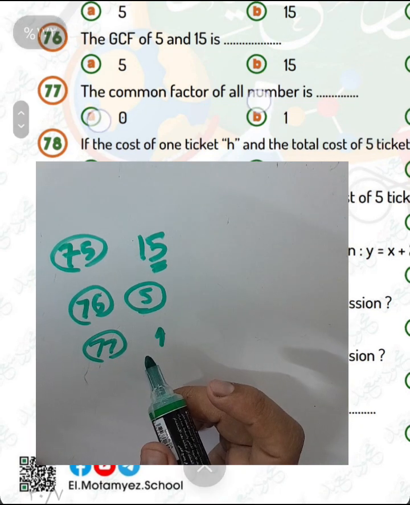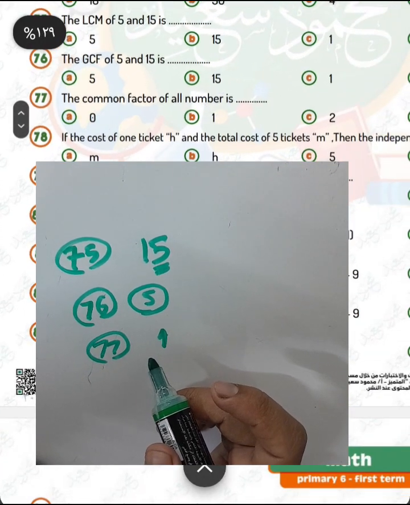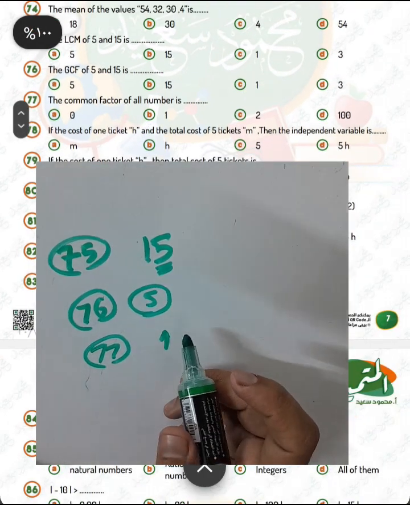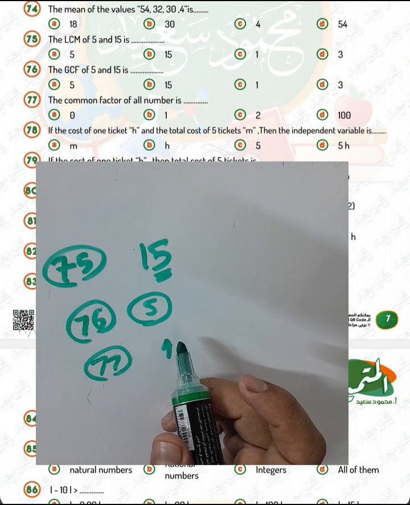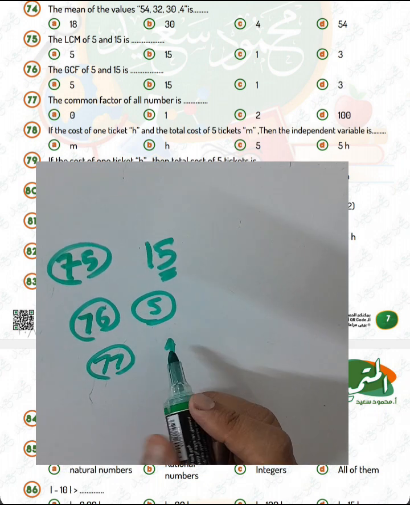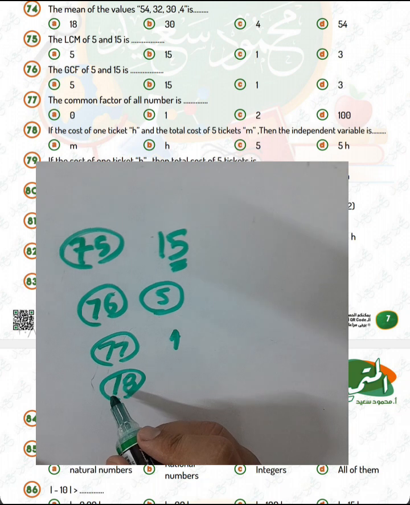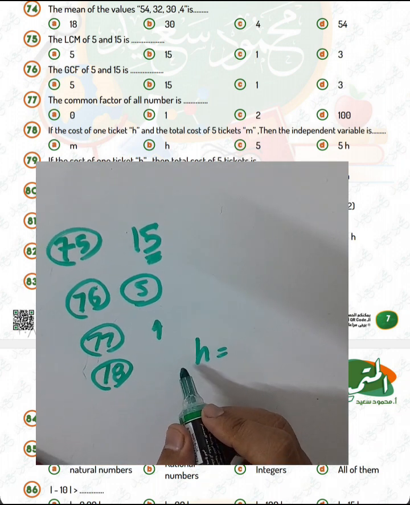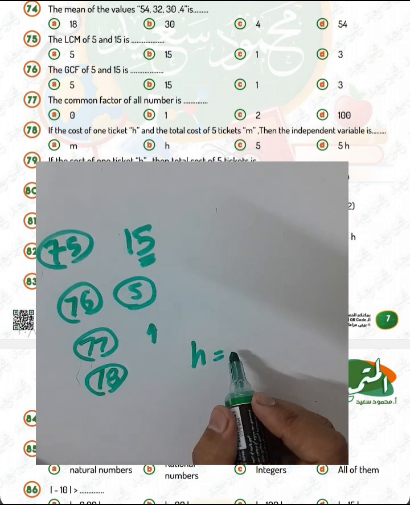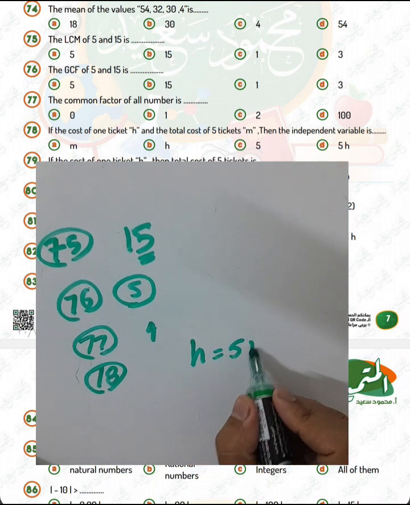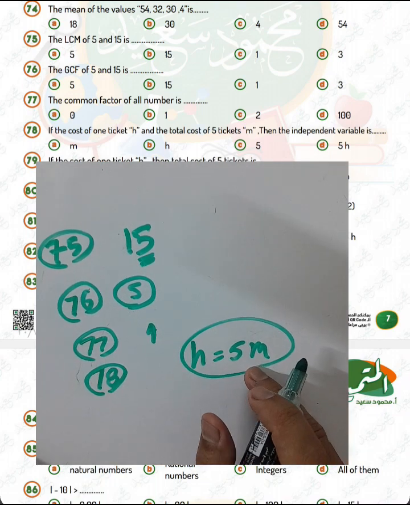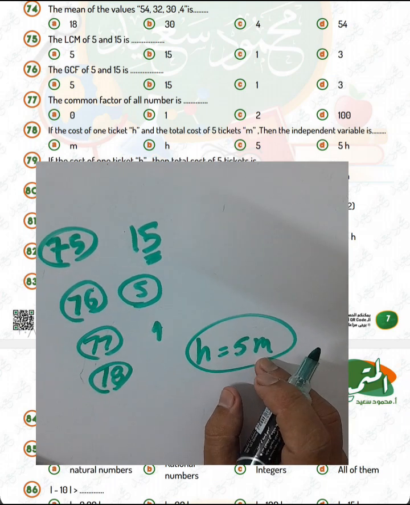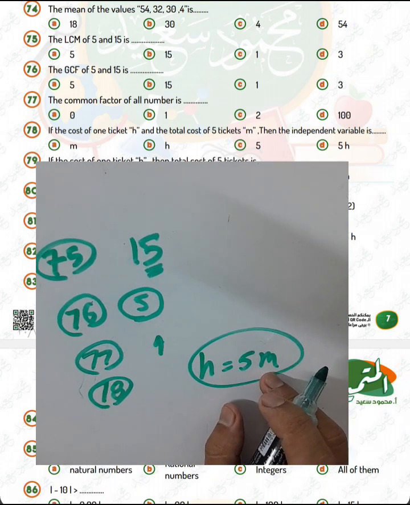78. If the cost of one ticket is h and the total cost of 5 tickets is m, then the independent variable here will be what? We must find the independent variable. It will be h. Understood? It's the independent variable because h is the cost of one ticket, and the total cost of 5 tickets is 5 multiplied by the price of one.